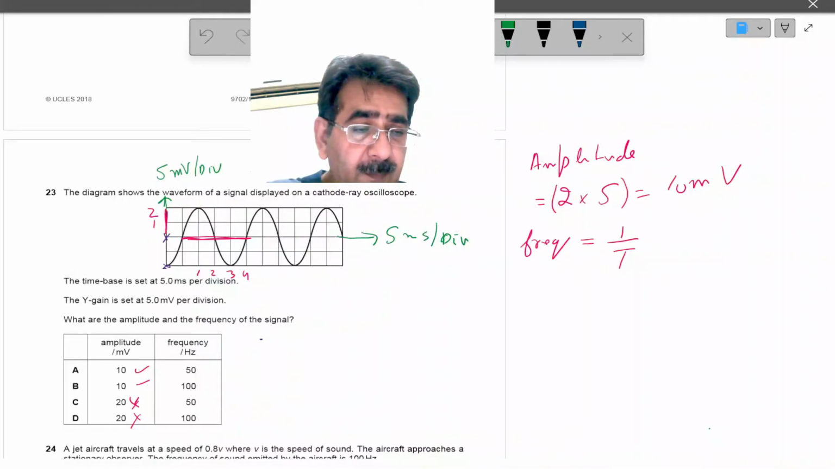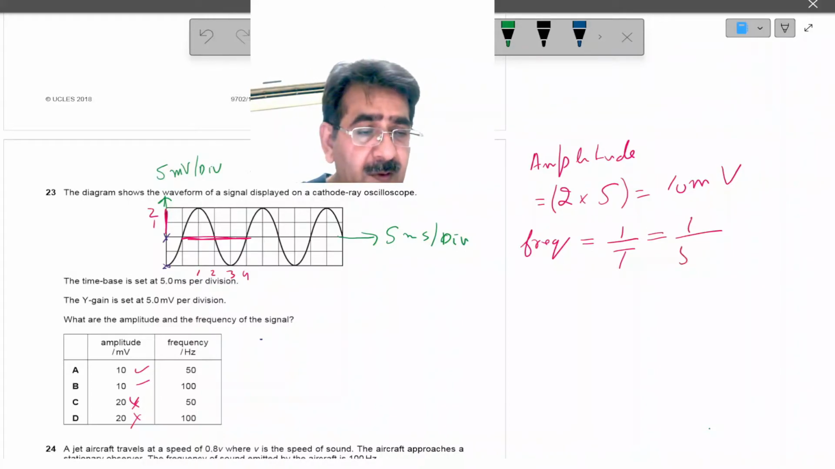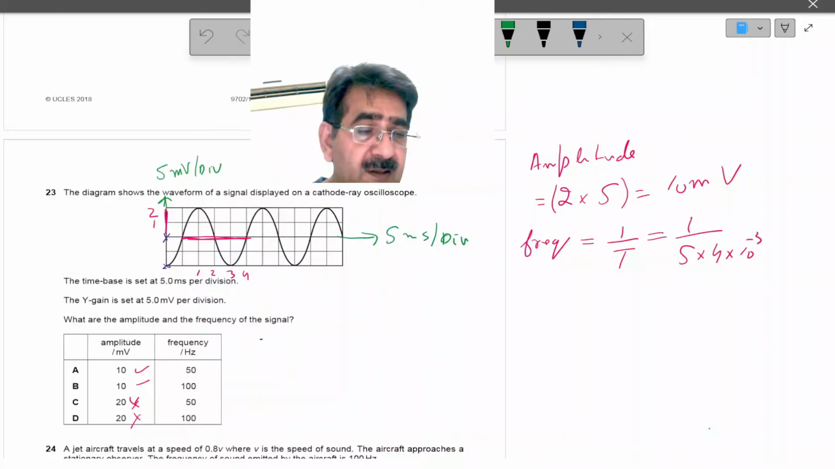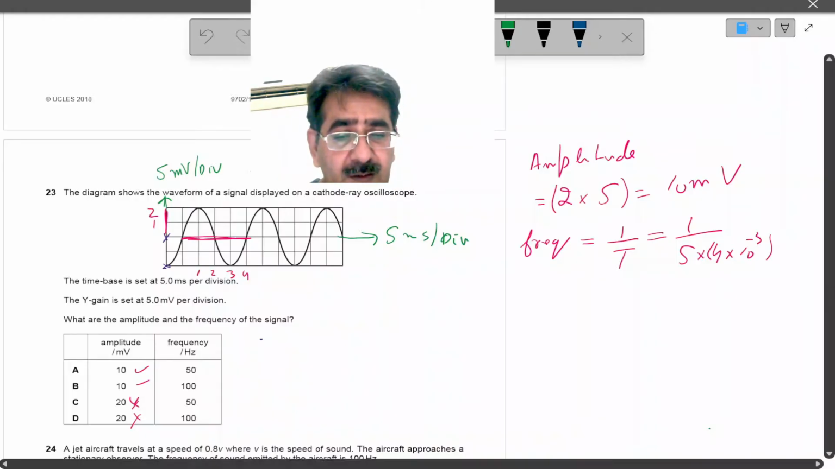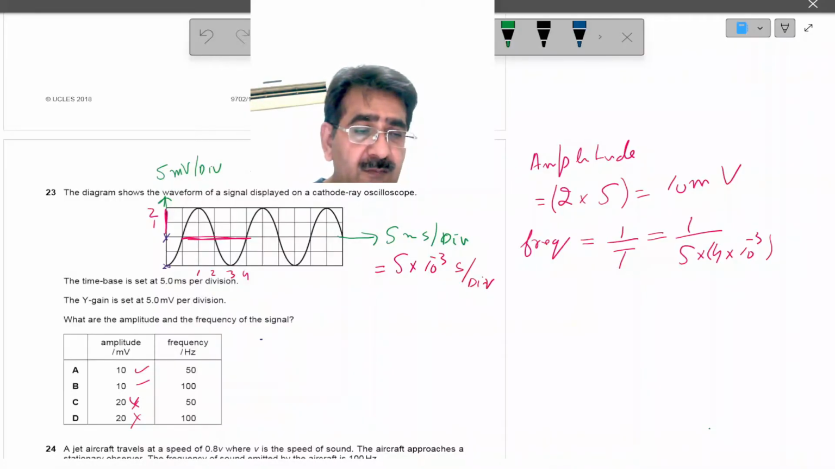So the time period will be 4 divisions, and per division is 5, multiplied by 4, so that will be equal to 20 milliseconds. Milli means 10 raised to power minus 3, because that is millisecond, and the frequency must be measured per second.